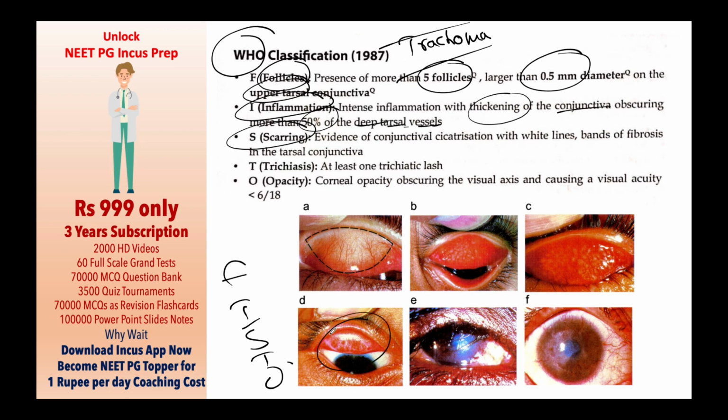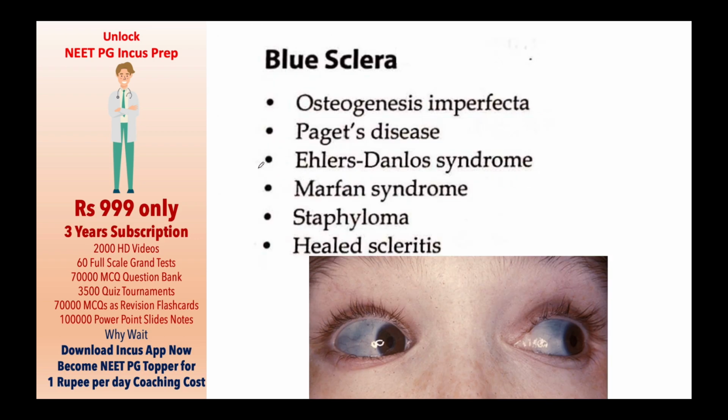There is evidence of cicatrization with white lines, bands of fibrosis. Then trichiasis. You can see here, trachomatous trichiasis. And corneal opacity, which is obscuring the visual axis, causing a visual acuity decrease to less than 6/18. FISTO is what you need to remember. Follicles, inflammation, scarring, trichiasis and opacity.